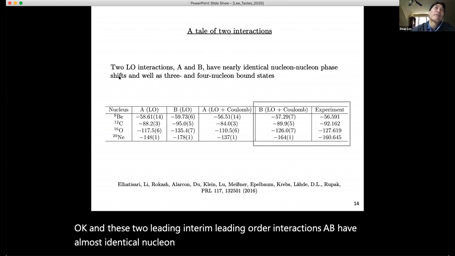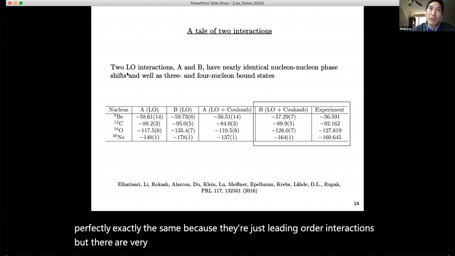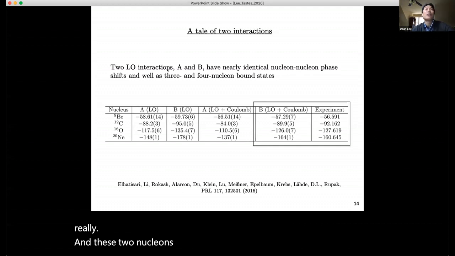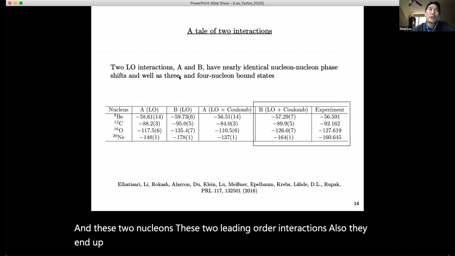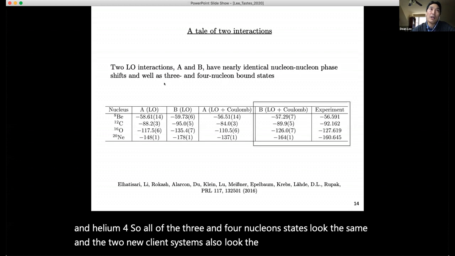We couldn't make them perfectly exactly the same because they're just leading order interactions, but they're very, very close. And you couldn't tell one from the other, really. These two leading order interactions also end up giving the same binding energies for the triton, helium-3 and helium-4. So all of the 3 and 4 nucleon states look the same. And the two nucleon systems also look the same because the phase shifts are the same.